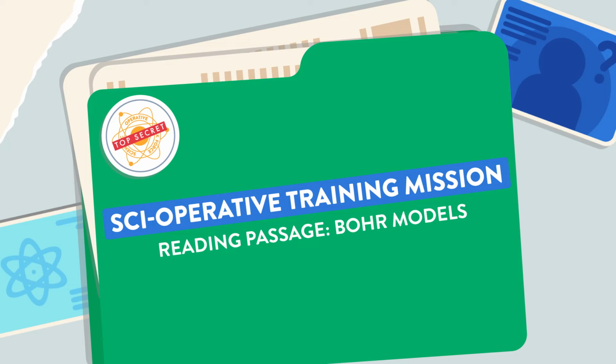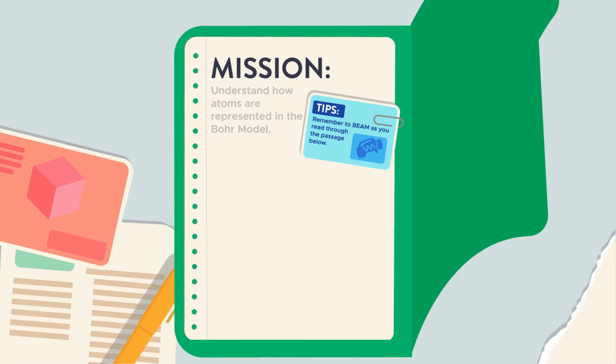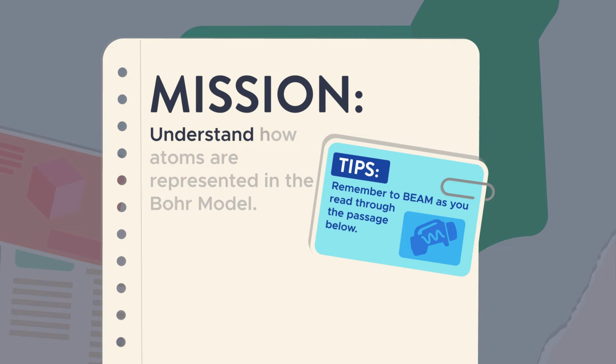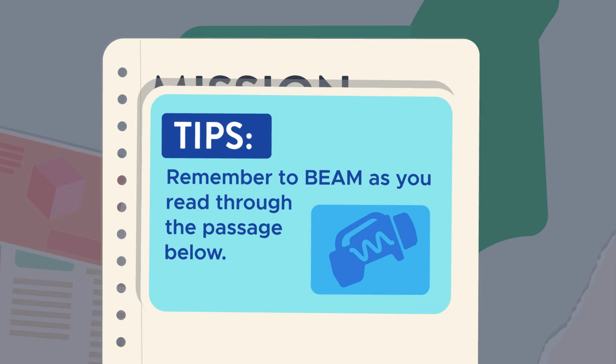Top Secret Psi Operative Training Mission Reading Passage. Bohr Models. Mission: Understand how atoms are represented in the Bohr model. Tips: Remember to beam as you read through the passage below.